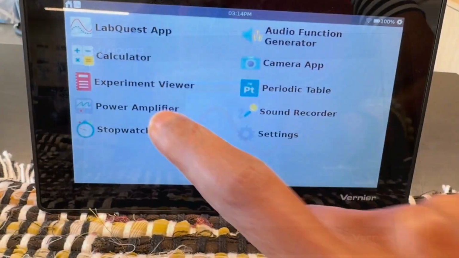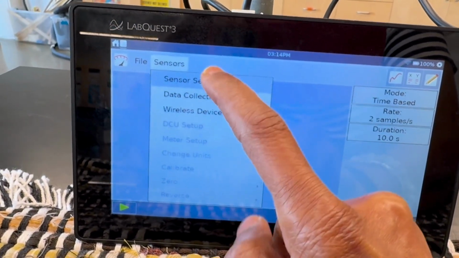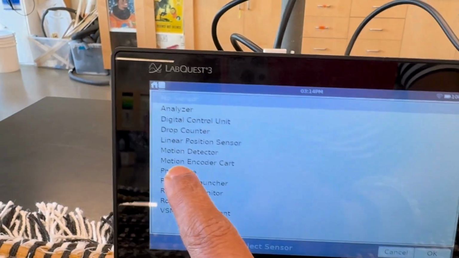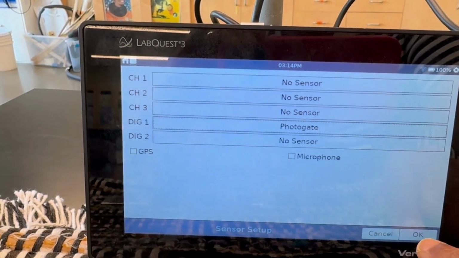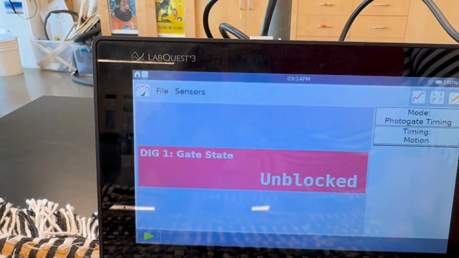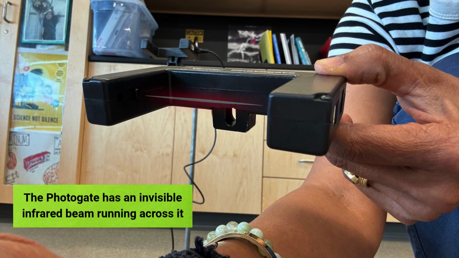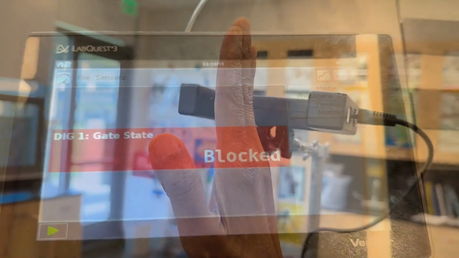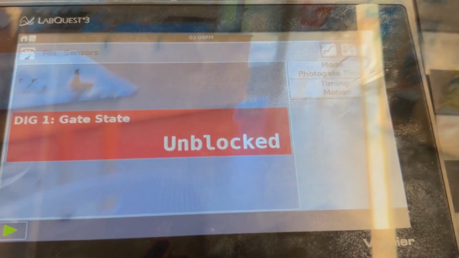If it doesn't automatically detect the sensor, open the LabQuest app. Go to Sensors, then Sensor Setup, select DIG 1, choose Photogate, and click OK twice. A red dialog box will then appear saying, DIG 1 Gate State Unblocked. The Photogate has an invisible infrared beam running across it. If I block the beam with my hand, the LabQuest display shows blocked. When I move my hand away, it changes to unblocked.